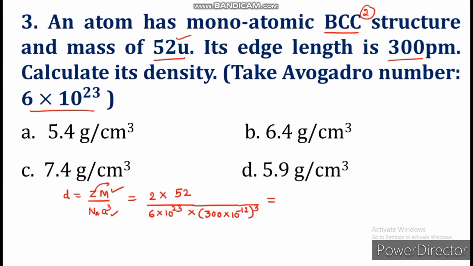Now if you simplify this, 2 into 52 is 104, divided by 6 into 10 raised to 23 and 3 cube. 3 cube is 27. Now here, 10 raised to 2, and here 10 raised to minus 12. Together I'll write it as 10 raised to minus 10. But we have the whole cube, so 10 raised to minus 30.